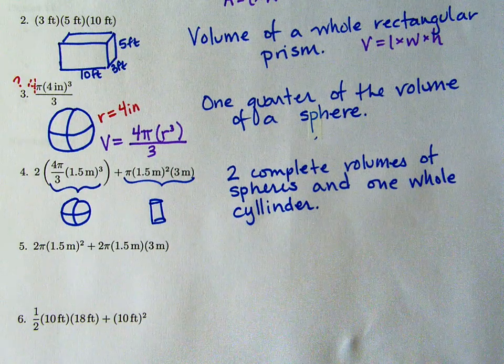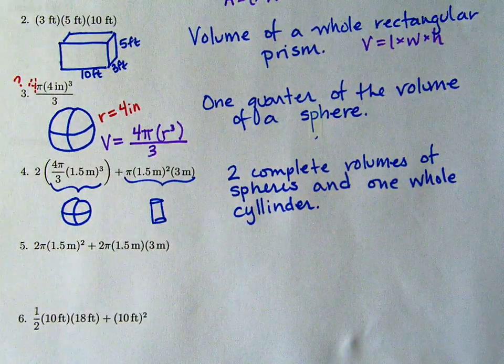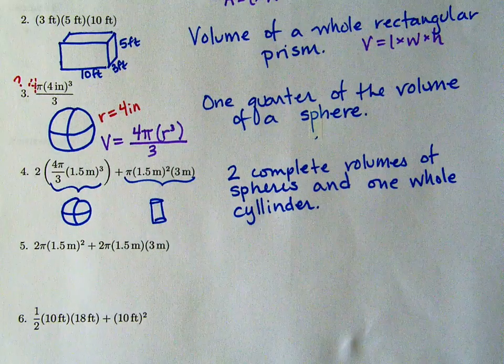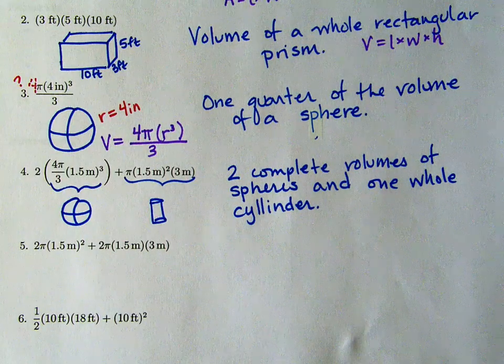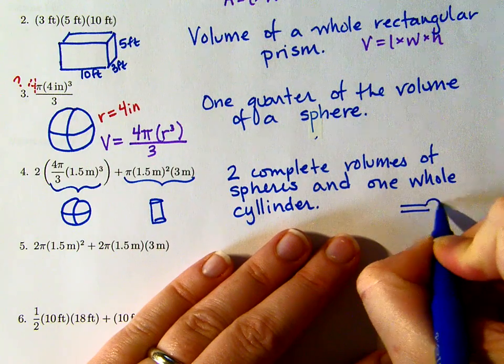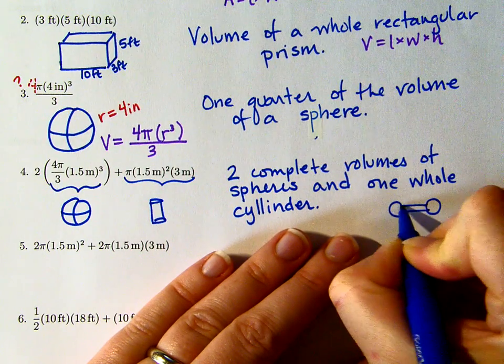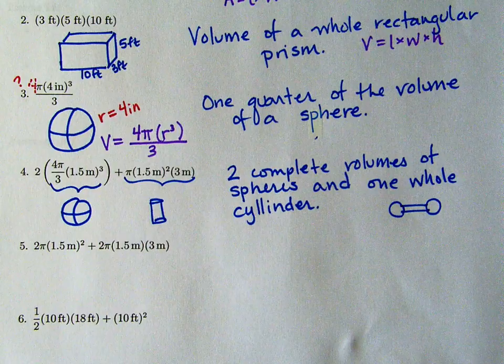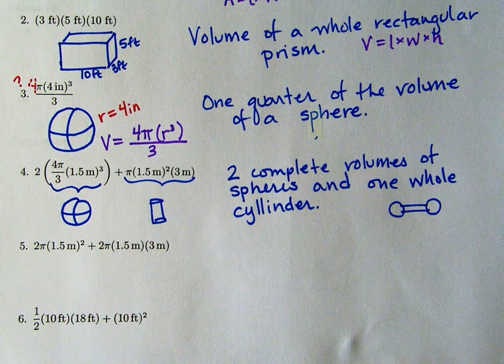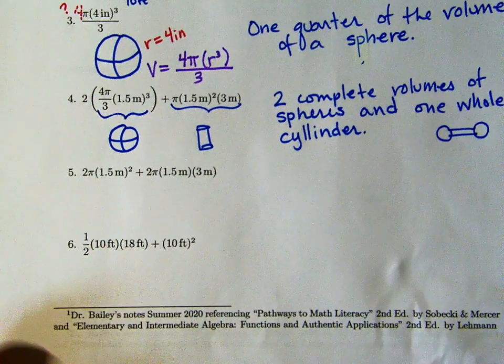Yep. Okay, so what, it's like a barbell, dumbbell with spheres instead of plates. So I don't know, something of the sort. Yeah? 2 complete volumes of spheres and 1 whole cylinder. Got it. Let's match this one.